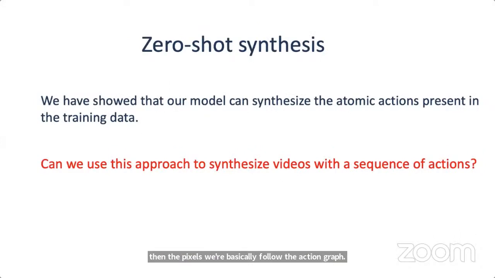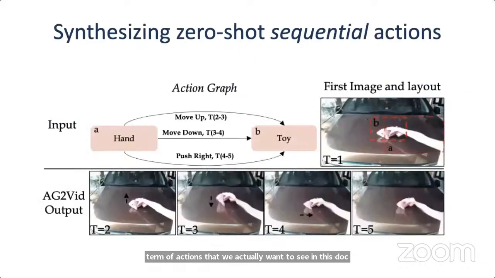But what we have shown here are just atomic actions. It's one simple action for each object. Can we use this approach to synthesize videos with a sequence of actions, so more complicated and longer-term actions that we actually want to see in this talk? Here is an example where, even though we didn't train for multiple actions in a sequence at training time, we can still generalize our model to do this.